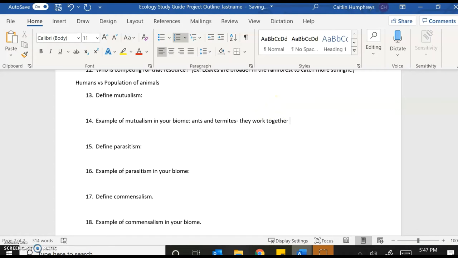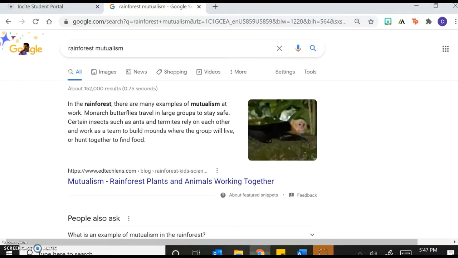I literally can type so fast when I'm not being recorded. Okay, they work together to build mounds and find food.